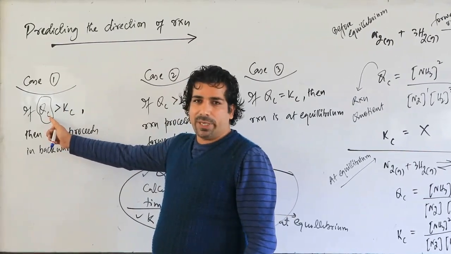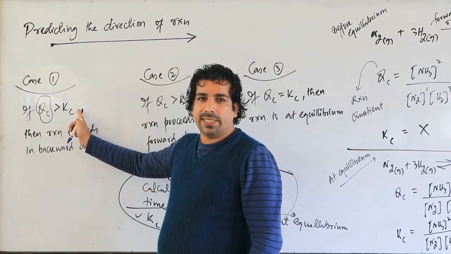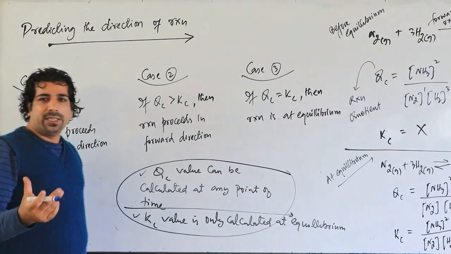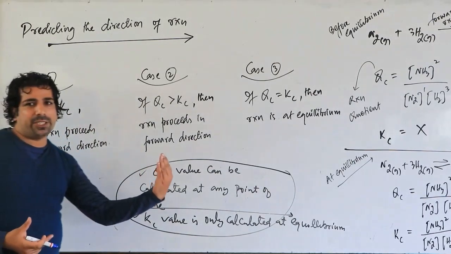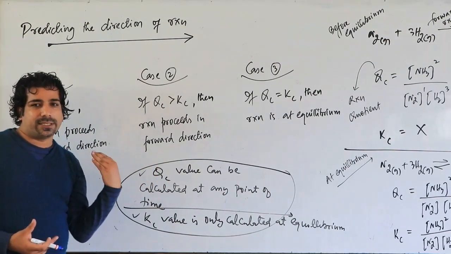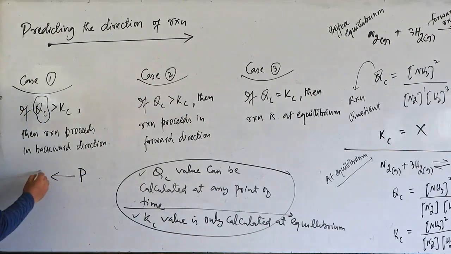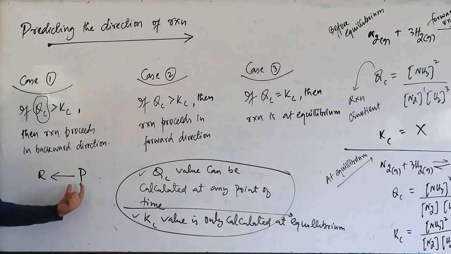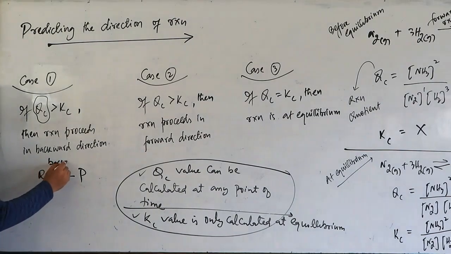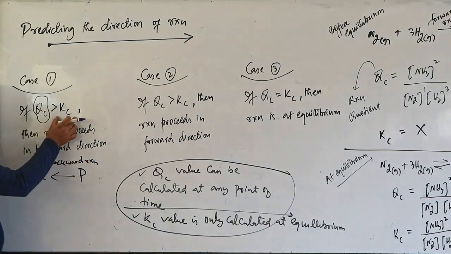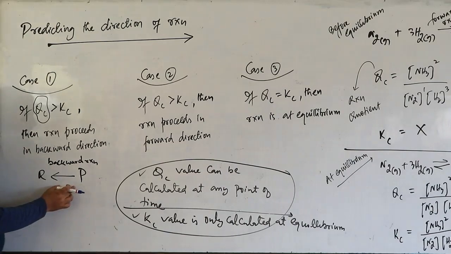If the Qc value is greater than Kc, then the reaction proceeds in the backward direction. That means the products will change back into the reactants. That means there is a chance of the product changing back into the reactant at that time. So it is proceeding in the backward direction, my dear friends. So this is our backward reaction. So when Qc is greater than Kc, then the backward reaction will take place. Products will change back into reactants.